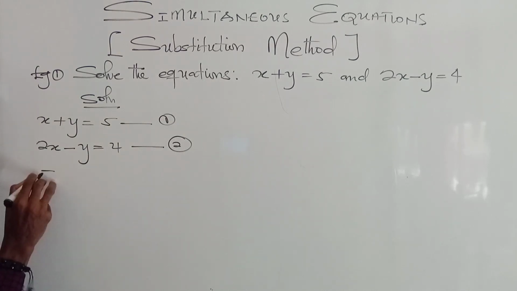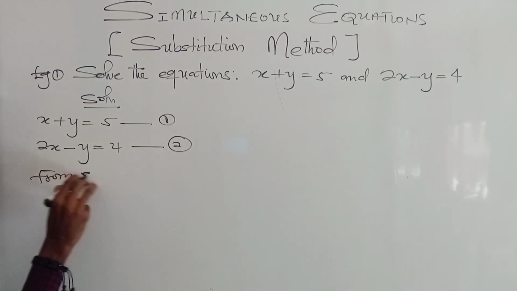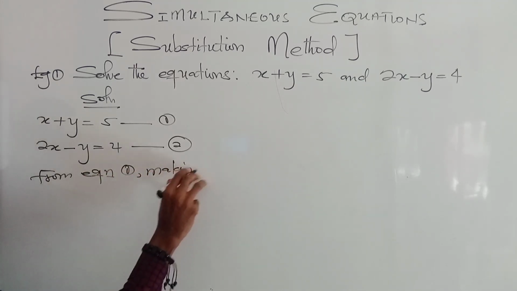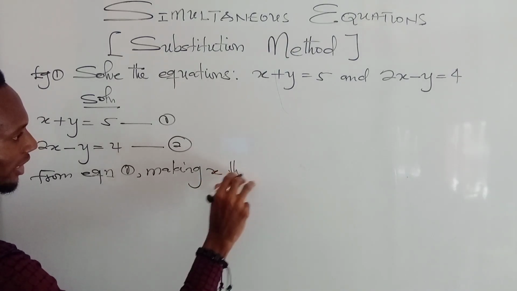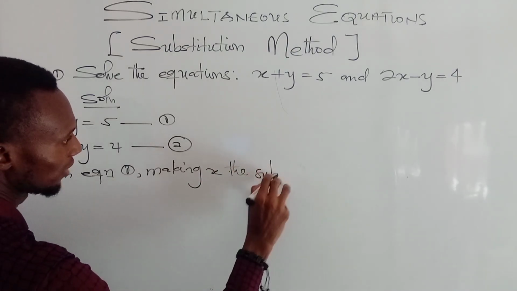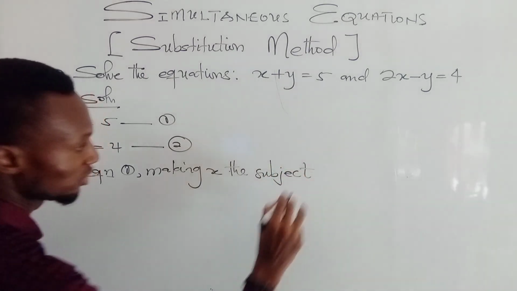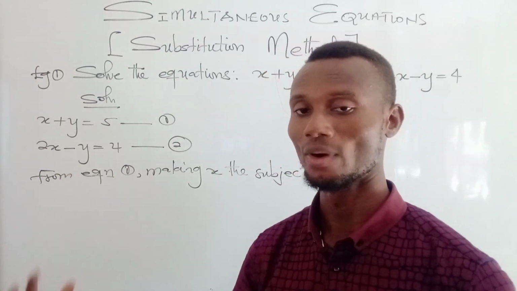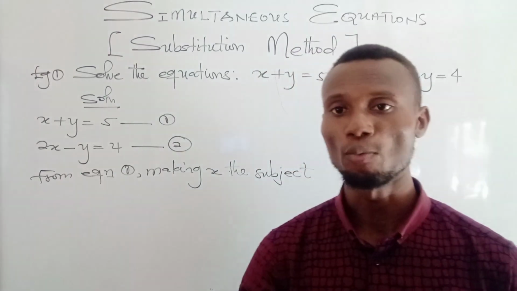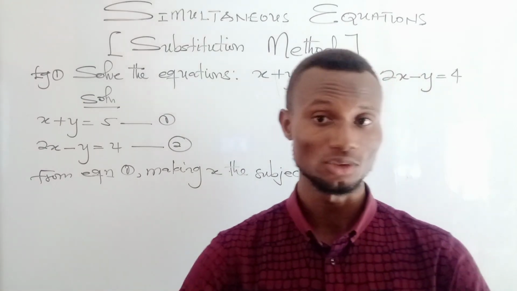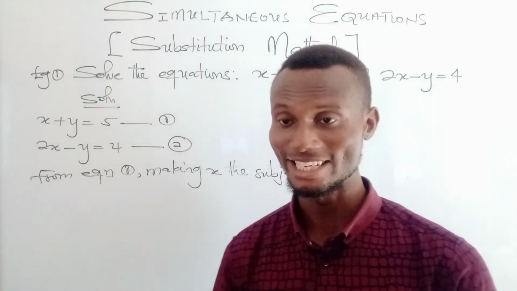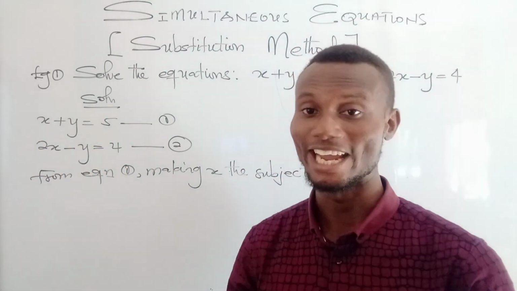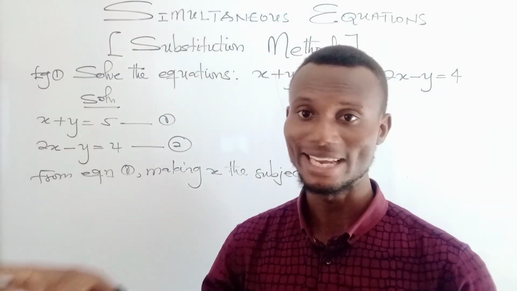So I'm going to write, from equation 1, making x the subject. I hope you understand up to this point. Making x the subject means that I'm going to make x stand alone. I've taught you change of subject, so we are applying that knowledge here. Everything which is attached to x, we are going to move it away so that x can stand alone in equation 1, and that is making x the subject.